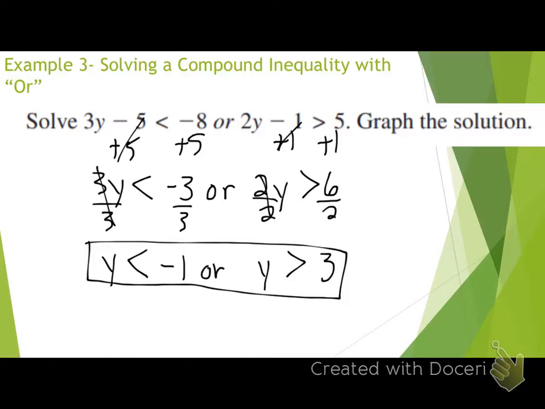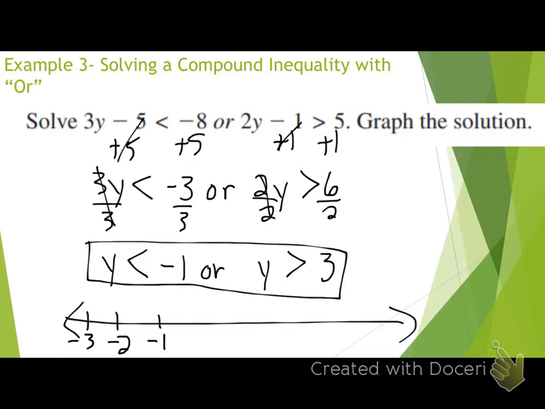Now let's graph it. Open or closed dot on negative 1? Open. Open or closed dot on 3? Open. How am I shading here? Yeah, from the points outward.